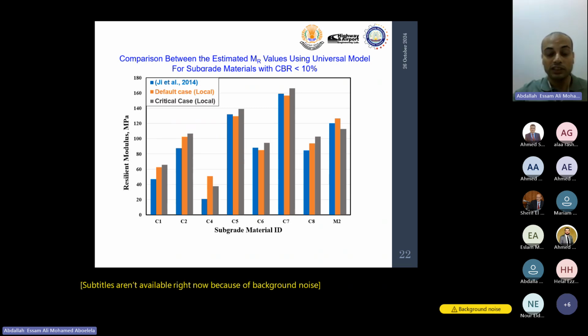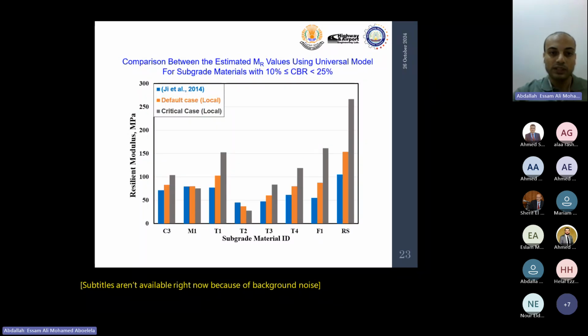The MR values for G study are higher than the default case for the new anticipated field stress. So when we use these resilient modulus values, in this case we conduct a thickness for pavement layers lower than what we should use for it. And this is for the second group, for CBR values higher than 10% and lower than 25%.